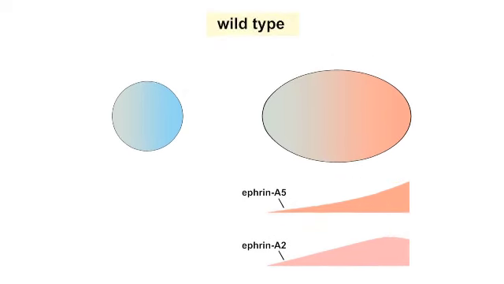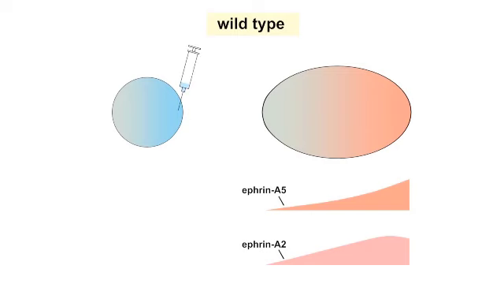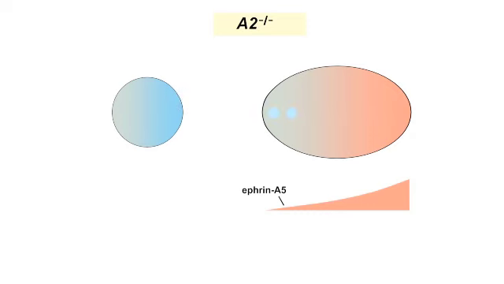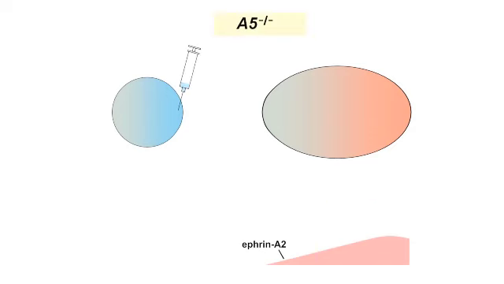In wild-type mice, a focal injection of an axon tracer into the temporal RGCs showed that these axons terminate at the most anterior superior colliculus, as predicted by the model. In mutants with ephrin A2 knocked out, temporal axons shift their targeting more posteriorly. The results were similar when only ephrin A5 was knocked out.